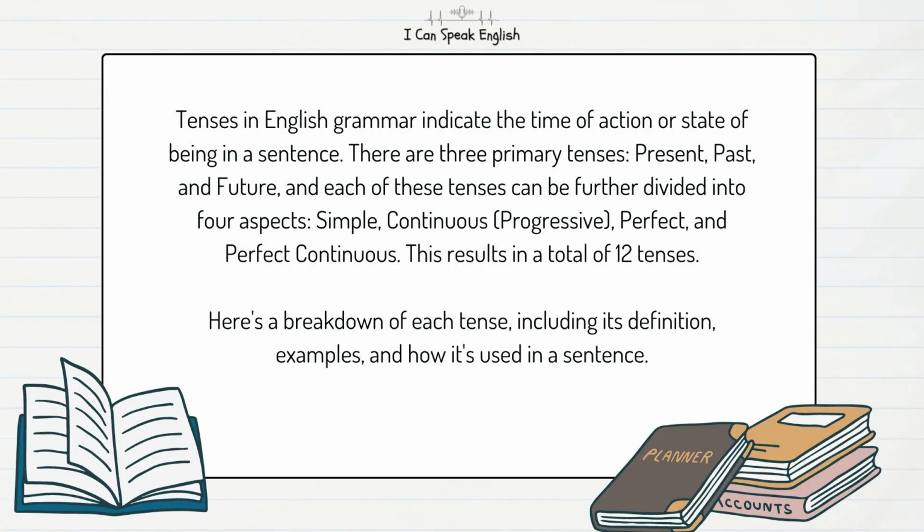Tenses. Tenses in English grammar indicate the time of action or state of being in a sentence. There are three primary tenses: present, past, and future, and each of these tenses can be further divided into four aspects: simple, continuous, progressive, perfect, and perfect continuous. This results in a total of 12 tenses. Here's a breakdown of each tense, including its definition, examples, and how it's used in a sentence.